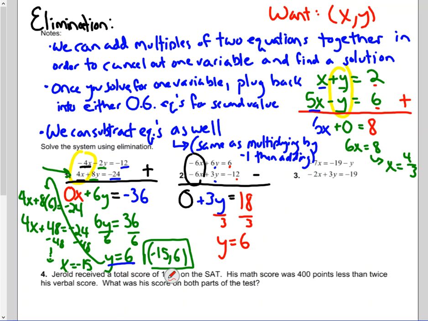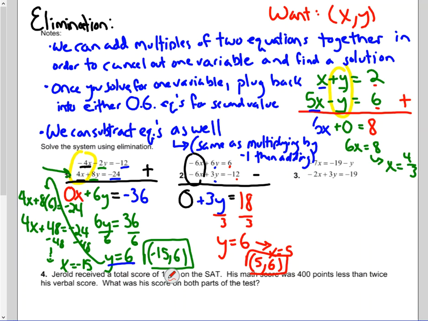All right, x should be positive 5. X is positive 5, which gives us 5 comma 6 as our solution. Neat, neat, neat.